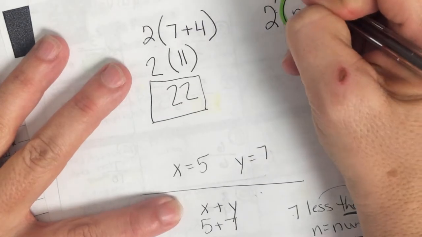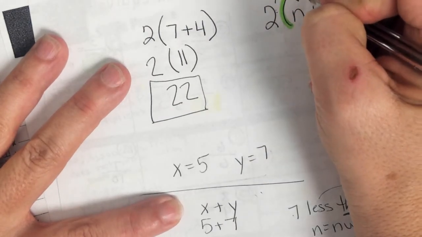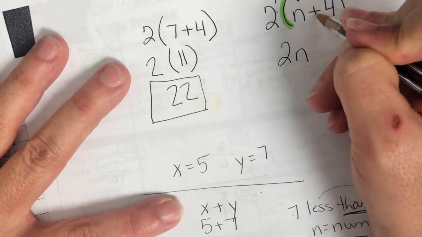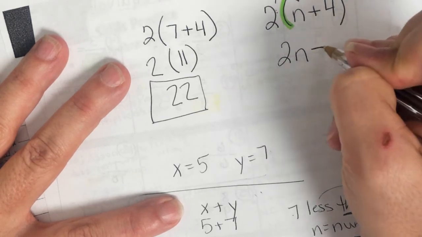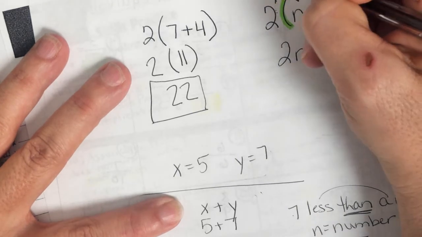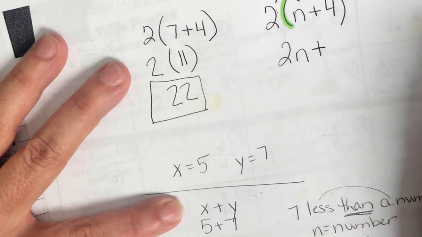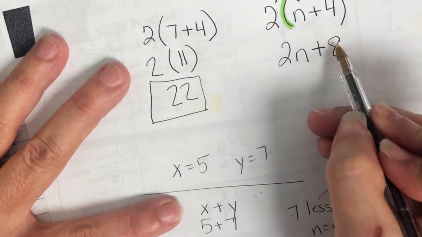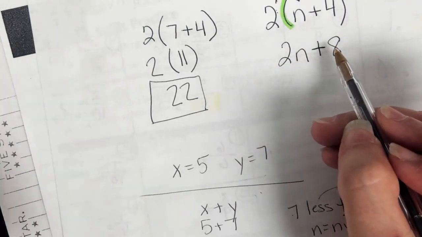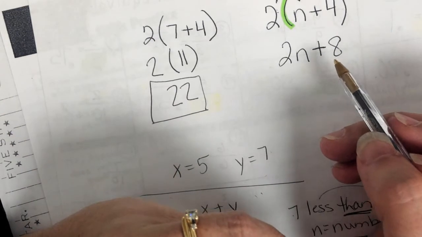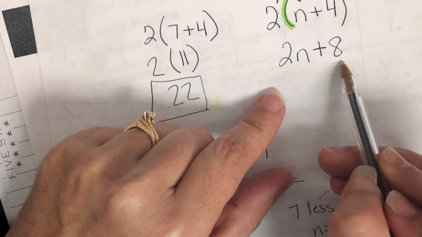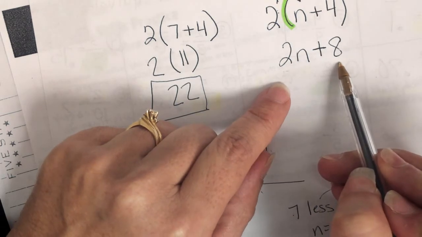So we're going to do this. We're going to do 2 times n, which is going to be 2n. We're going to bring down whatever symbol is between them. And then we're going to do 2 times 4, which is 8. You have just simplified it. So far, it doesn't look like it to us, because our brain's like, ooh, all these letters and numbers, okay? But this is simpler to work with.